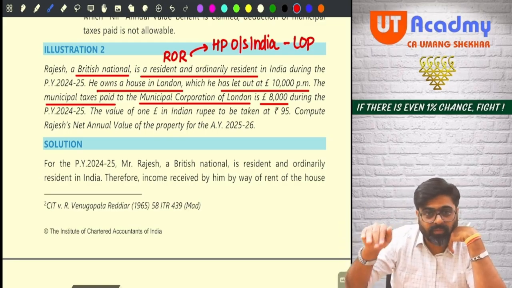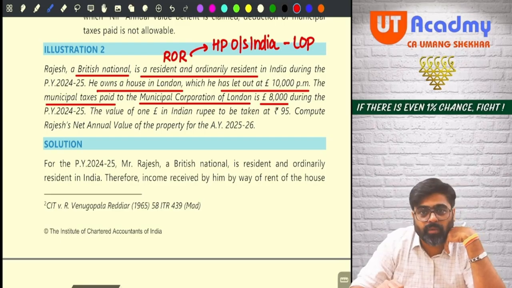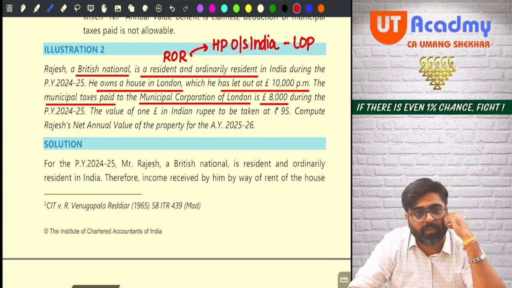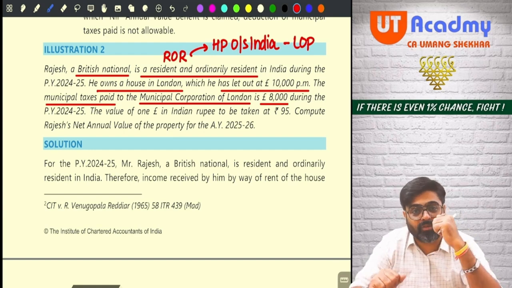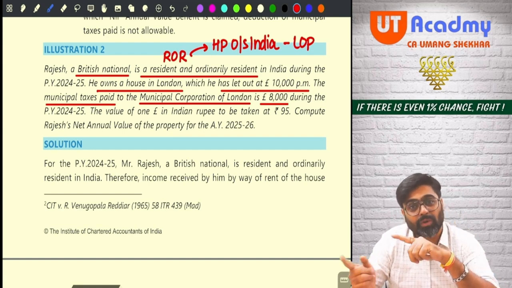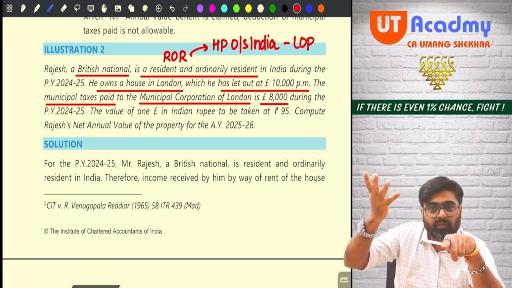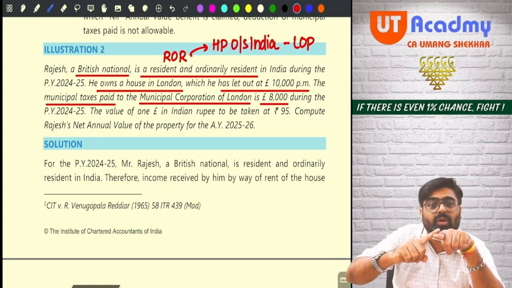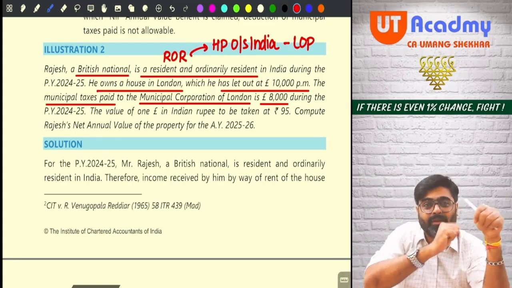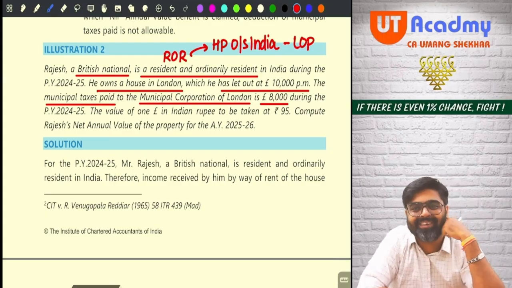But for that, municipal value, fair rent, etc., everything should be given, which is not given for this property, meaning we will not be in a position to calculate the expected rent. So in that scenario, in the absence of expected rent, we can say that the entire actual rent only is the rent earning capacity, meaning that this is only GAV.